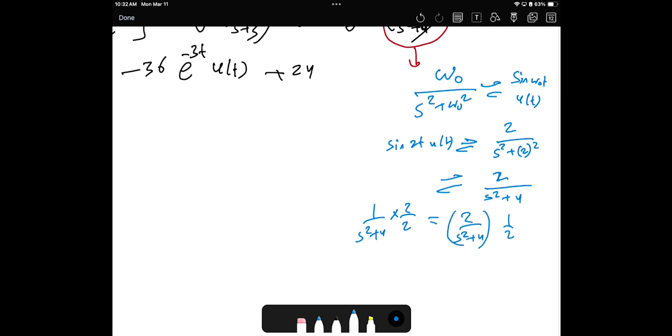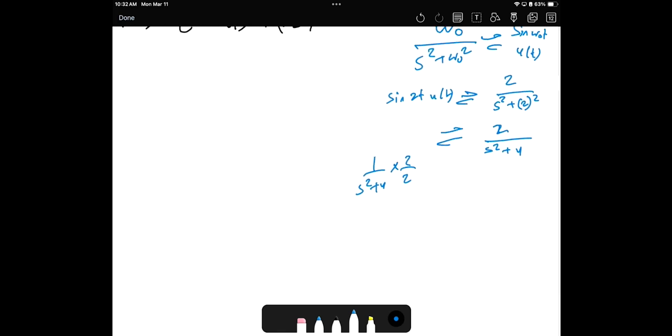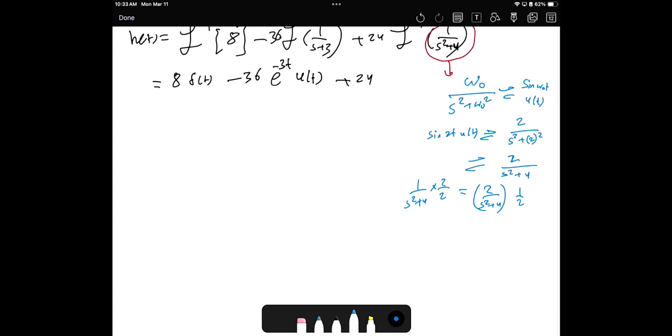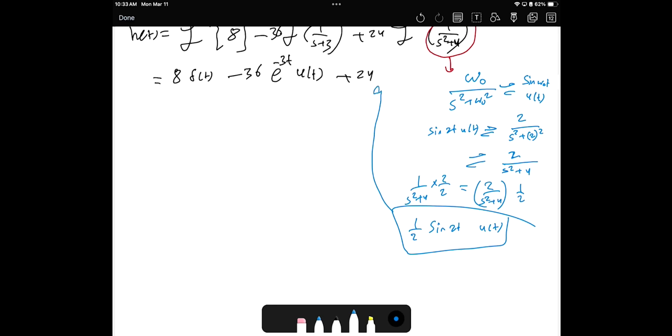Okay? So you need to see this trick, because you're definitely going to see something like that in the homeworks, exams, etc. Now I'm ready to do the inverse. It will be sine 2t u of t. That's how we figure it out. So what I'm going to substitute, put it here, plus 1 half sine 2t u of t. Then we can simplify it more by saying 1 half times 24 will be 12.